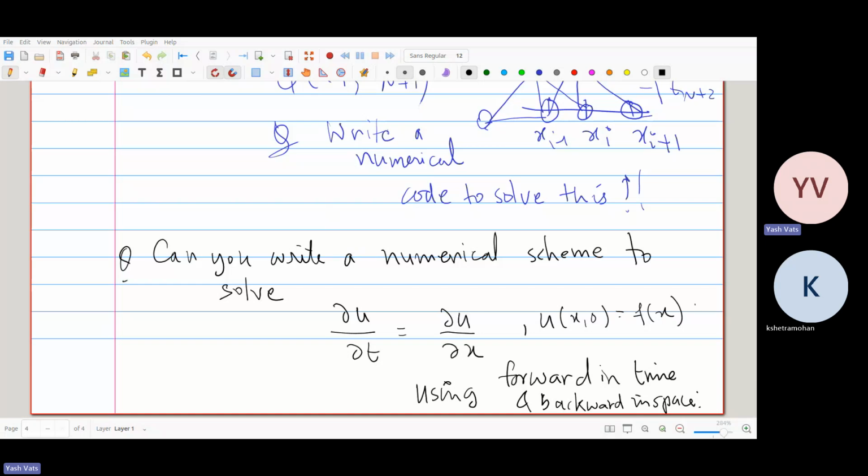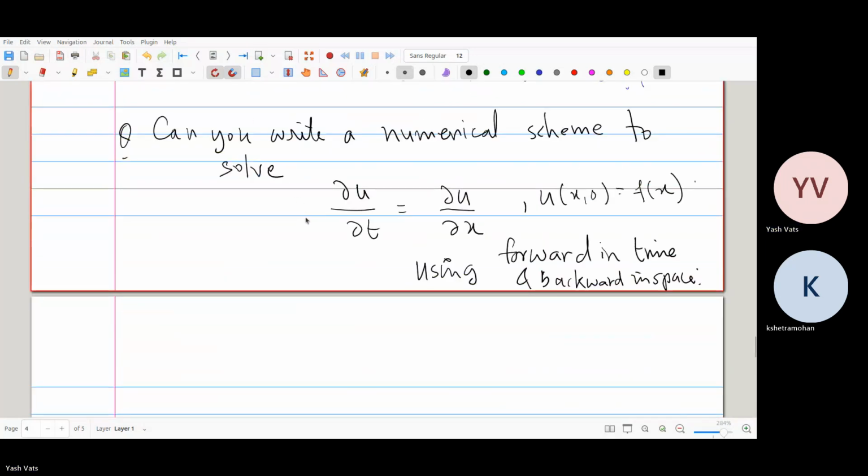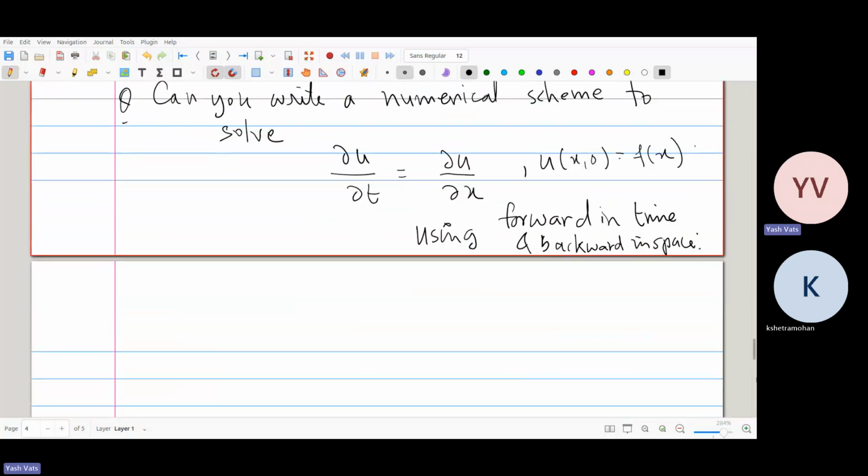Okay, if you have tried it, it's just simple, right? I'll add one more page. How do you solve it? So del u over del t can be approximated as u_i^(n+1) minus u_i^n divided by delta t.